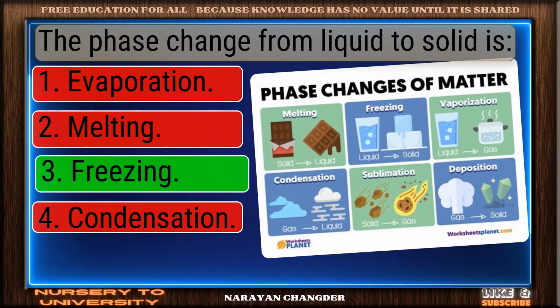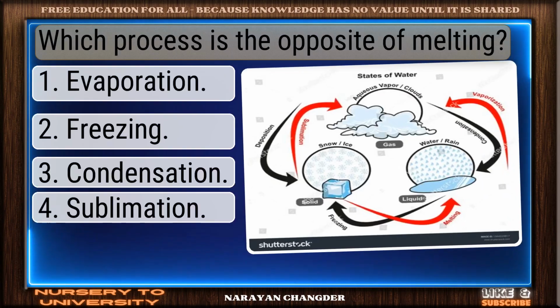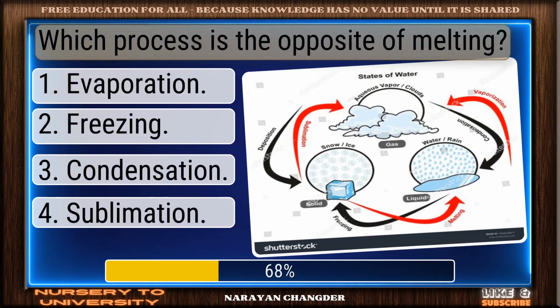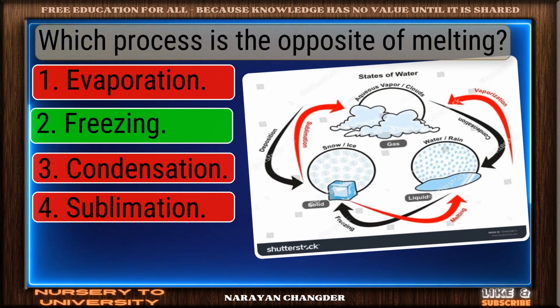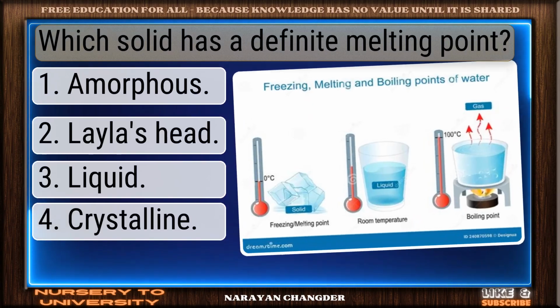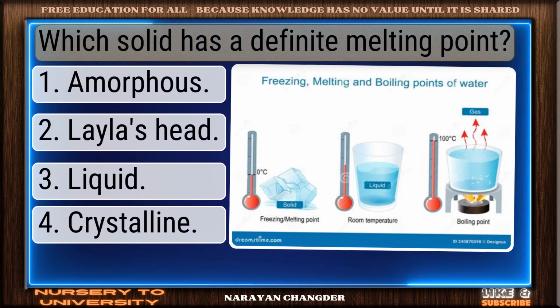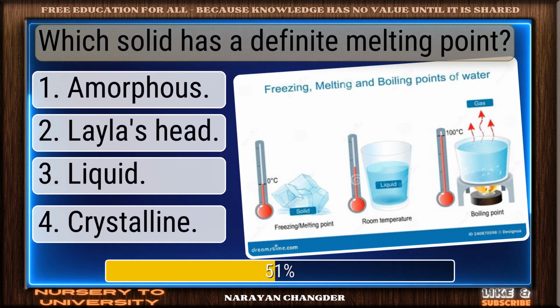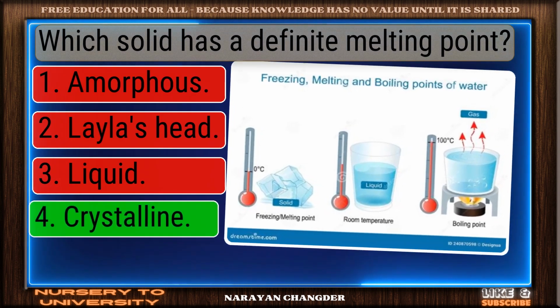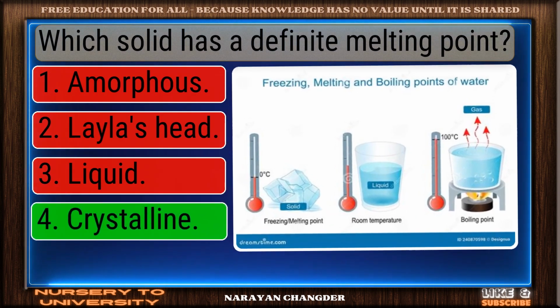Right again. Freezing is a valid answer. Which process is the opposite of melting? Clear logic. Your choice freezing is sound and 100% true. Which solid has a definite melting point? Smart move. Crystalline is an accurate answer.